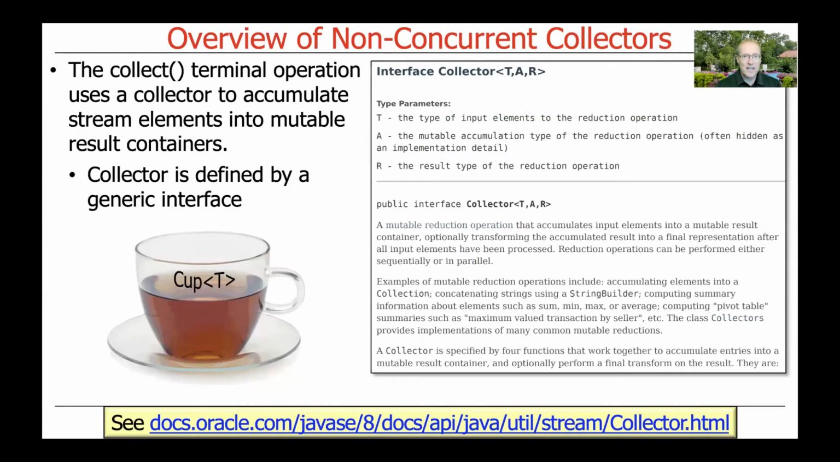Collector itself is something that's defined by a generic interface. Recall what a generic interface is. It's basically something where you can have certain types that are provided by the programmer when they instantiate an instance of the generic interface. And we'll talk more about the different types that can be instantiated here in just a moment.